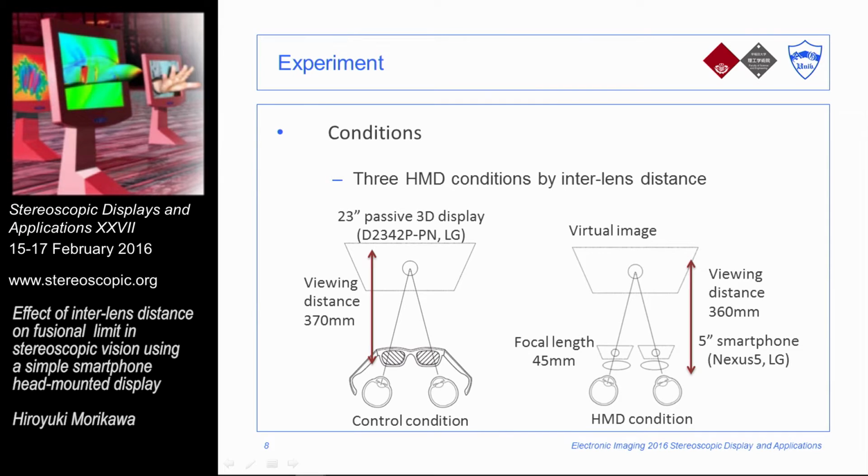We also prepared the control condition using a 3D liquid crystal display. The display was a 23-inch passive 3D display. Polarized glasses were used to view the stereoscopic image with this display. The viewing distance was set to 370 millimeters so that the angle of view is equalized with the HMD conditions. As HMD conditions, a smartphone with a 5-inch display was used. A virtual image was viewed at 360 millimeters using a lens with a 45 millimeter focal length.